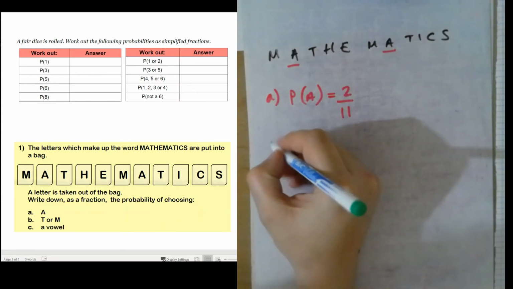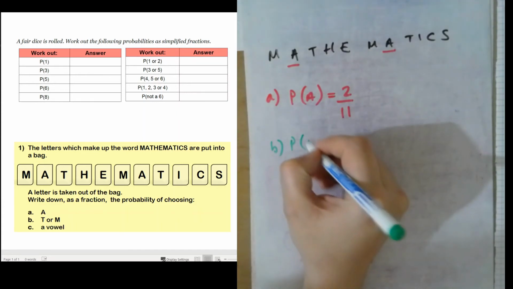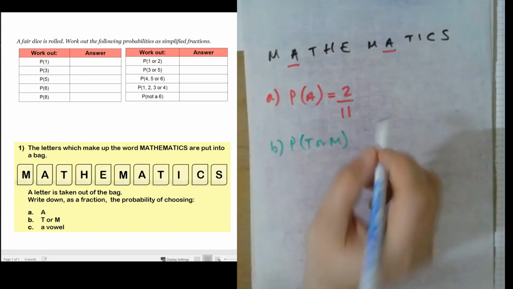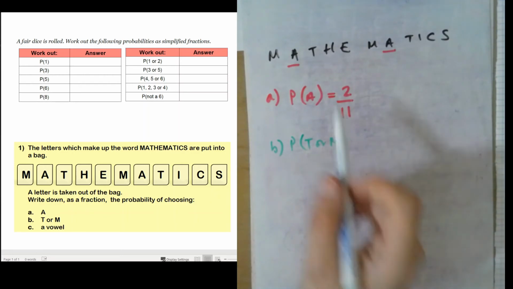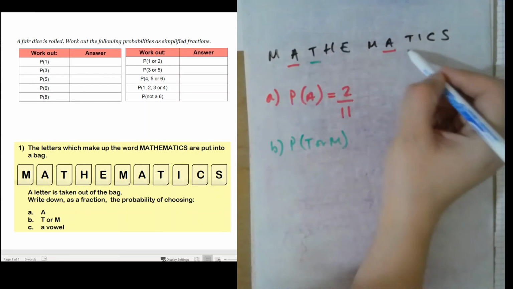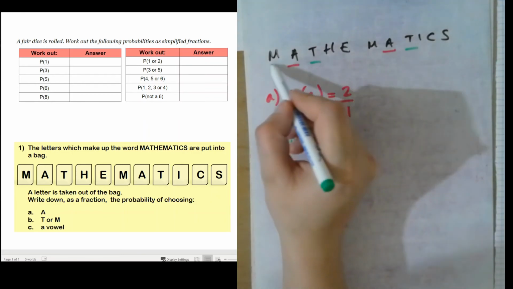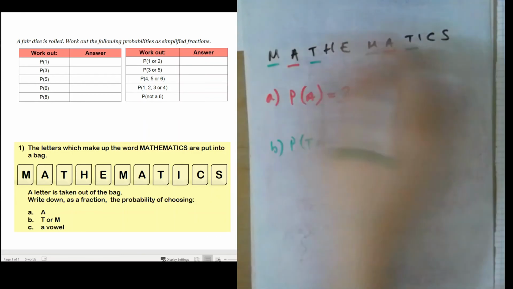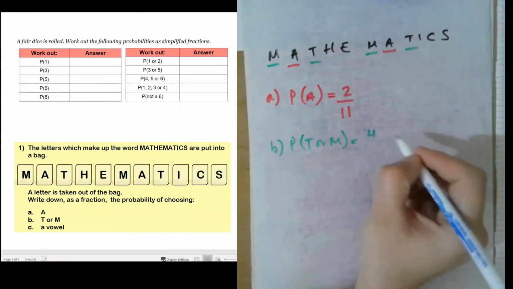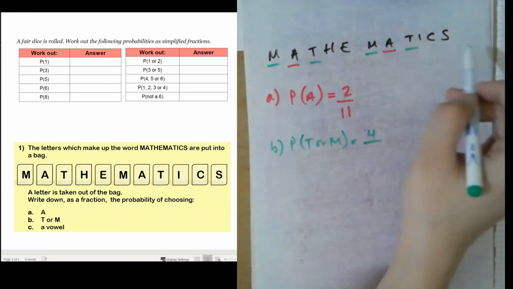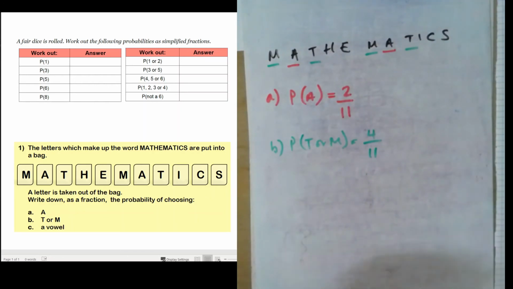The next one is the probability of getting a T or an M. Okay, so first of all, I'm going to go for the T's. So I've got 1, 2, and then the M's, 1, 2. Okay, so that's 4 of them altogether. And how many tiles do I have? Well, we've already counted them. We said there's 11.